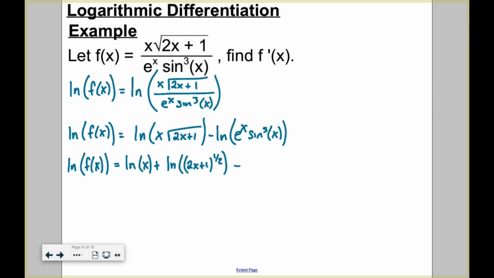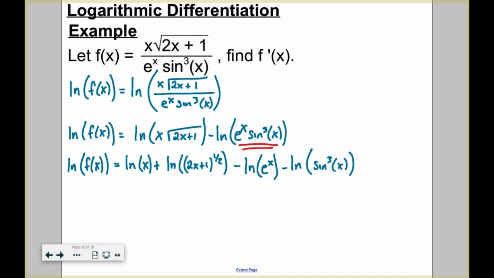And then minus, and remember, here's the part we need to be careful of. Both of these terms, e to the x and sine cubed, are in the denominator. So that means it needs to be minus ln of e to the x, and then another minus the natural log of sine cubed of x. So be careful. That's where a lot of students get stuck, they forget that second negative sign, that they're both in the denominator.